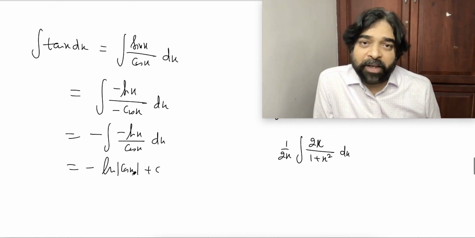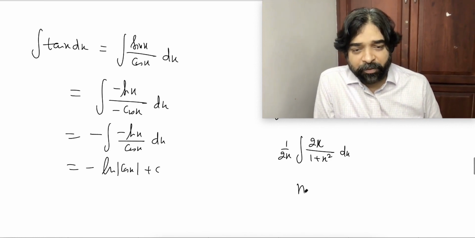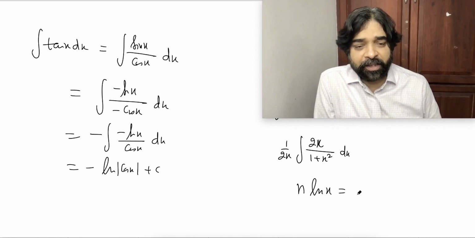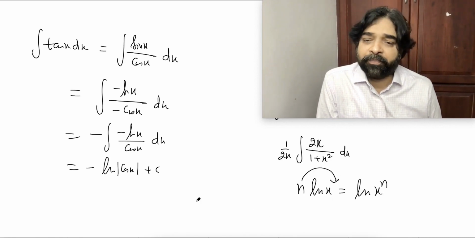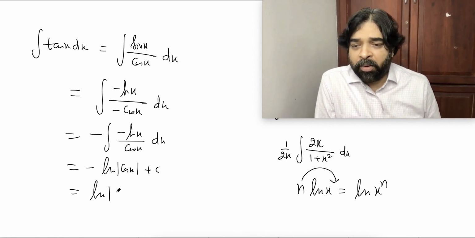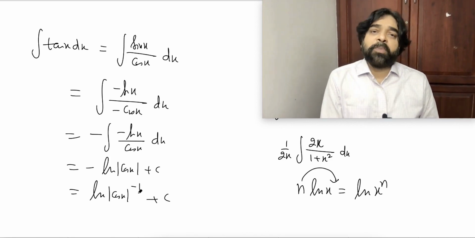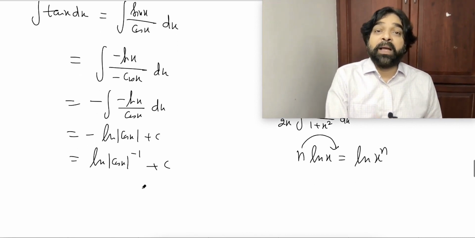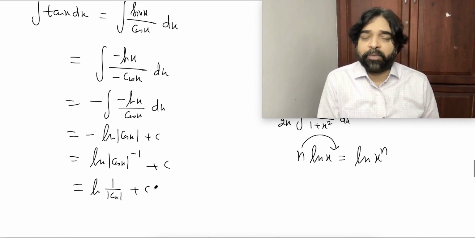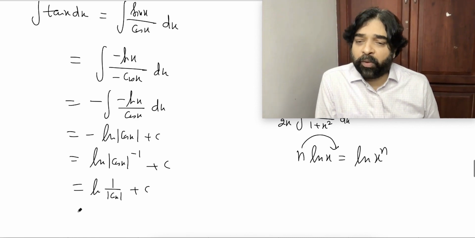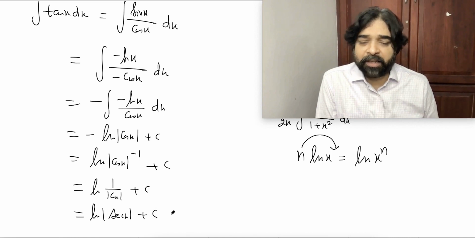Listen, we learned something else. This minus you can bring here. All of you know n into ln x is equal to ln x power n. This n you can bring into the power. So I can write ln mod cos x power minus 1 plus c. Mod cos x power minus 1 is 1 by mod cos x. So that is ln 1 by mod cos x. And all of you know 1 by cos x is secant x. So it will be ln mod secant x, and that's your desired answer.